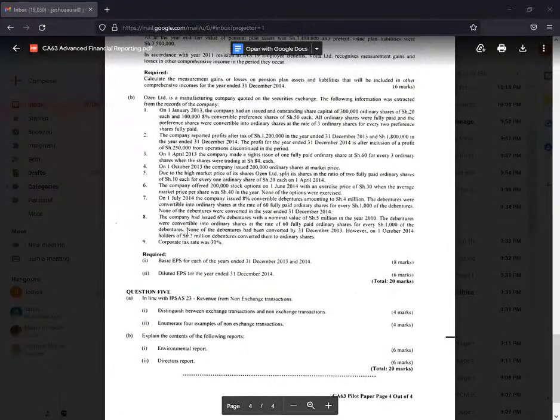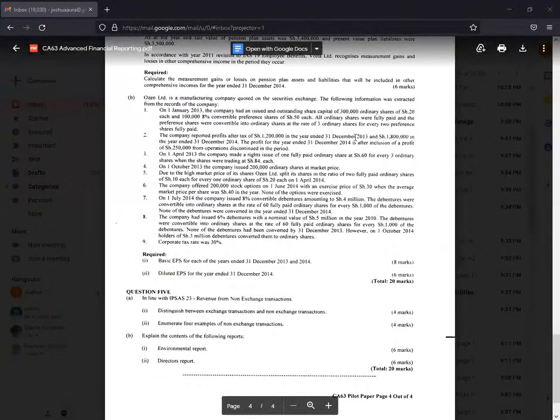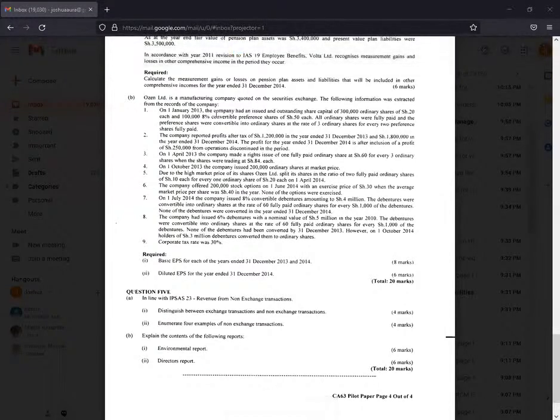We are told here, Ozen Limited is a manufacturing company quoted on the Securities Exchange. The following information was extracted from the records of the company. On 1st January 2013, the company had an issued and outstanding share capital of 300,000 ordinary shares of shillings 20 each and 100,000 8% convertible preference shares of shillings 50 each. All ordinary shares were fully paid, and the preference shares were convertible into ordinary shares at the rate of 3 ordinary shares for every 2 preference shares fully paid. Easy things.